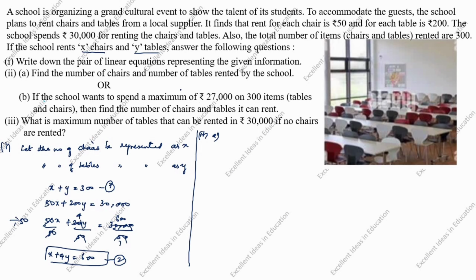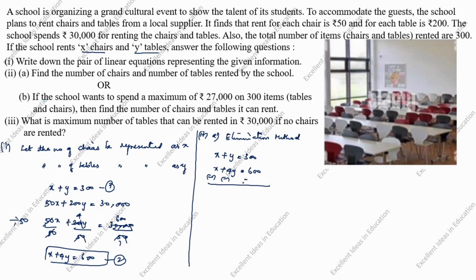Second question, second A. Find the number of chairs and number of tables rented by the school. We will simplify this one. We will use elimination method to find the number of chairs and tables. What is the equation? X plus Y is equal to 300. This is the first equation. Second equation is X plus 4Y is equal to 600. This is second equation.